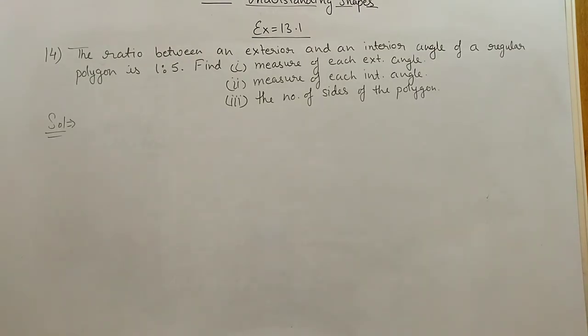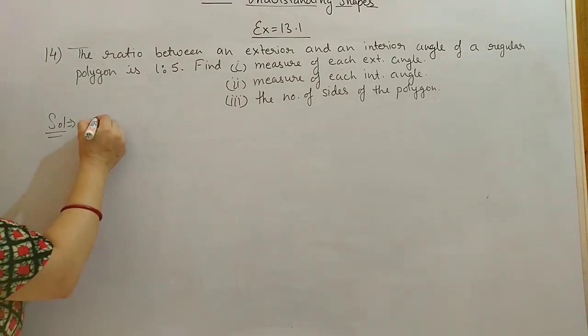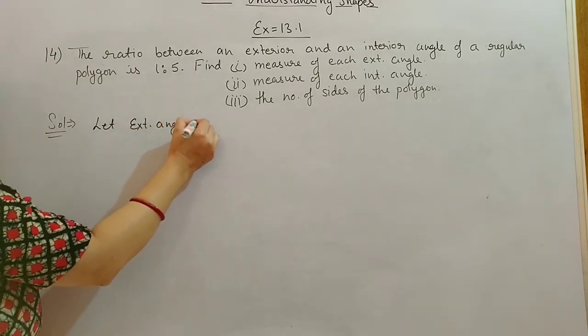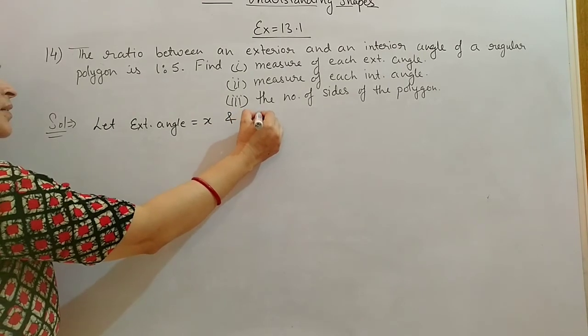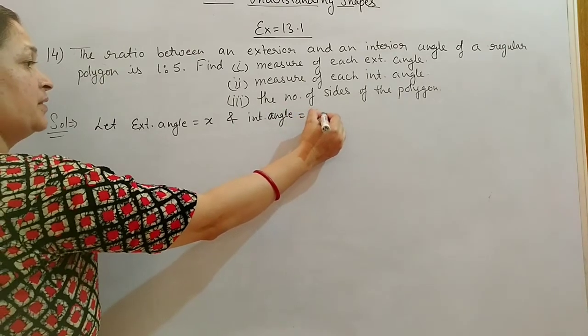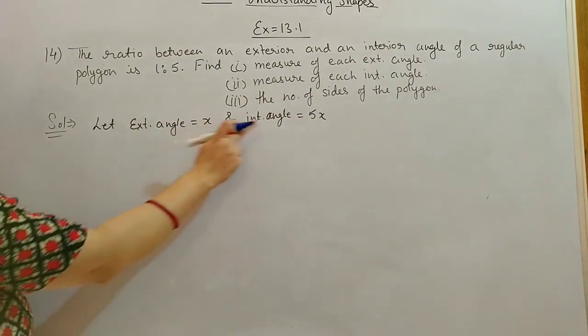Next, question number 14. The ratio between an exterior angle and the interior angle of a regular polygon is 1:5. We have to find the measure of each exterior angle, each interior angle, and the number of sides of the polygon. Always remember the sum of exterior and interior angle is 180 degrees. So first, let the exterior angle be x and the interior angle be 5x. 1:5, so 1x and 5x.